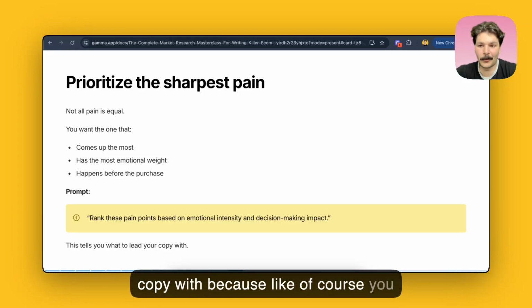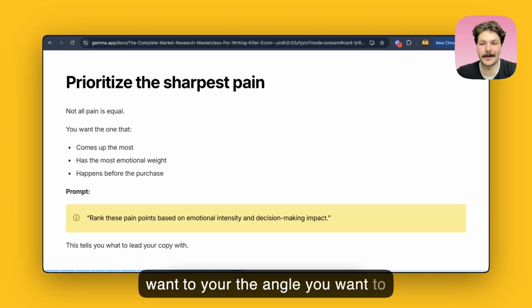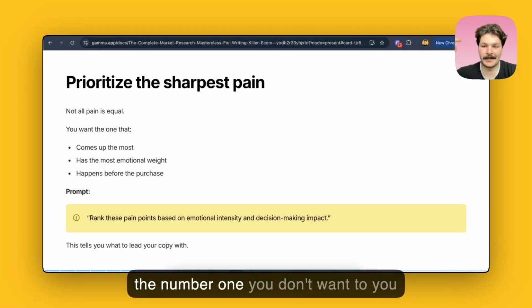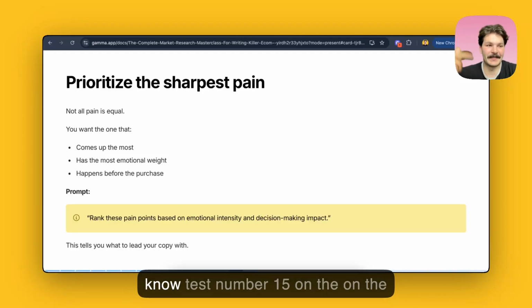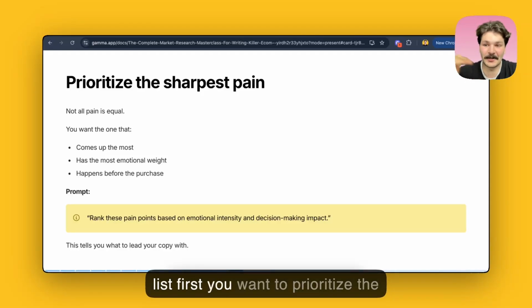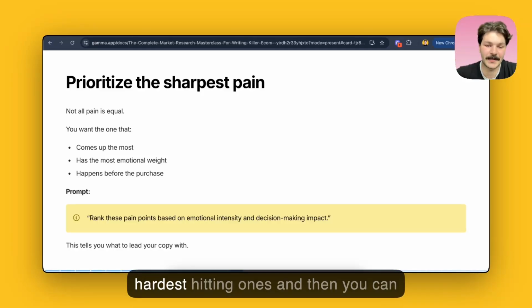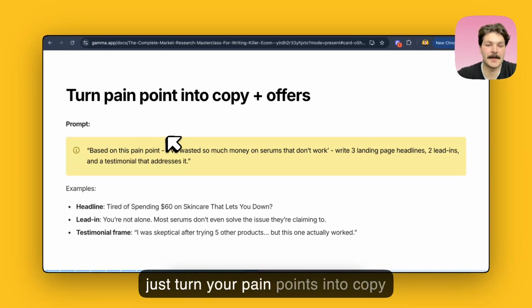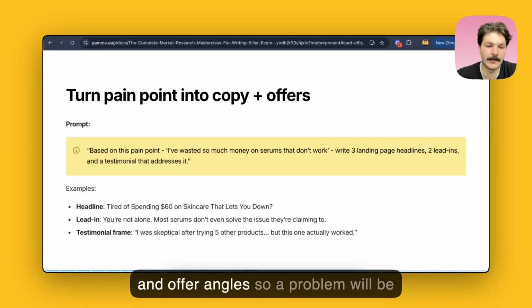Because, of course, the angle you want to prioritize is the sharpest pain point, the number one. You don't want to test number 15 on the list first. You want to prioritize the hardest hitting ones. And then you can just turn your pain points into copy and offer angles.